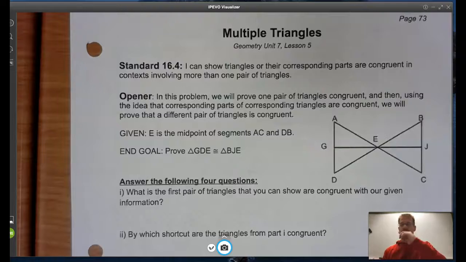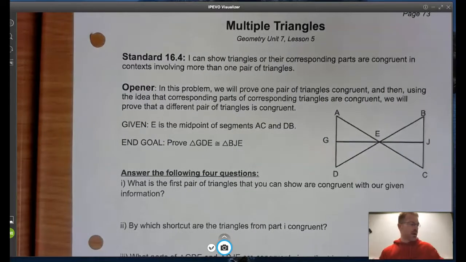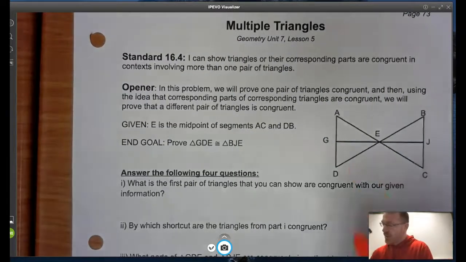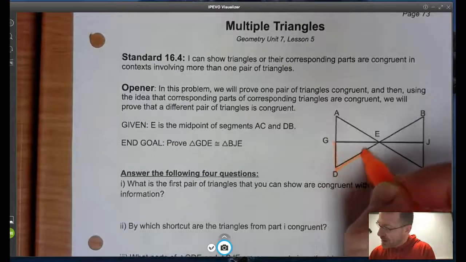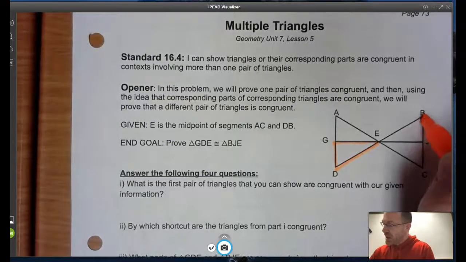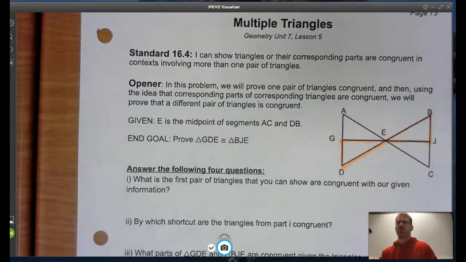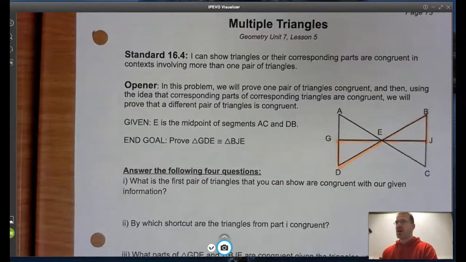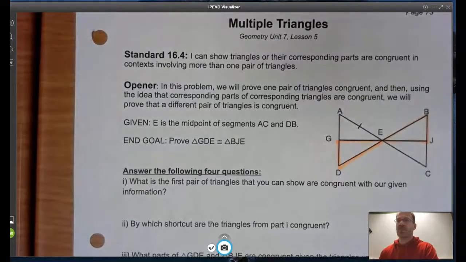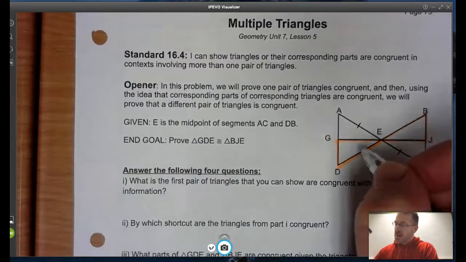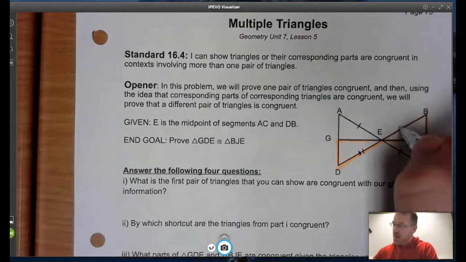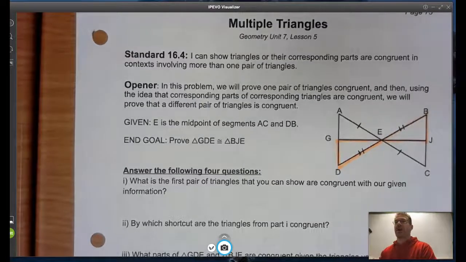All right, so let's go through the problem here. Our goal, and I'm just going to highlight our goal here, is to prove that GDE, which is down here, is congruent to BJE, which is this triangle up here. So we want to prove that those two triangles are congruent. Now, we saw this type of picture, and I think this exact same picture and the same information in a prior lesson. So E is the midpoint of AC and DB. So that means that AE, right here, is congruent to EC, and that means that DE is congruent to EB, and that's great because that gives us a pair of sides in each of those triangles that we want that are equal or congruent to each other.